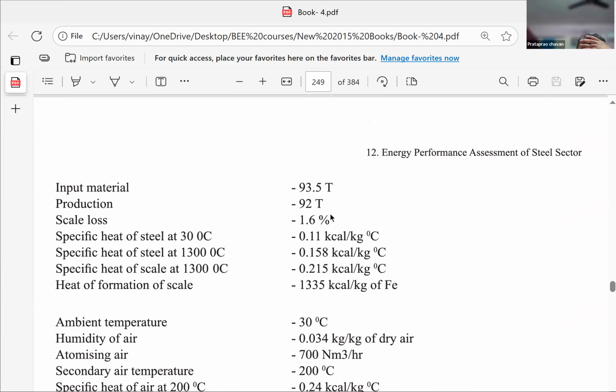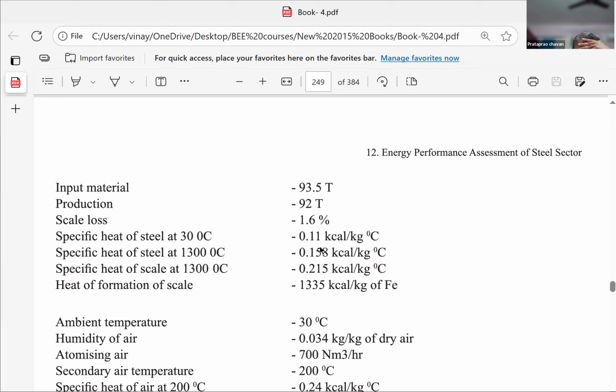Scale loss. What is scale loss? When the metal gets heated, the surface layer of the metal gets separated. Scaling happens, and those scales are removed. That is a weight loss. So 1.6% of the total weight is the loss. So for 93.5 tons, 1.6% comes to 1.5. So 93.5 minus 1.5 scale loss, the final production is 92. This is the scale loss.